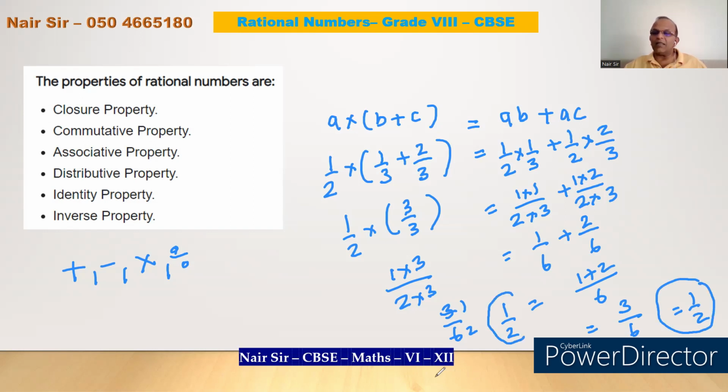My LHS is 1 upon 2. That means, what does that mean? That the distributive property is true. And the same thing you can do, you can probably write this with minus also. So when you do this, this will also become minus. And you can check.